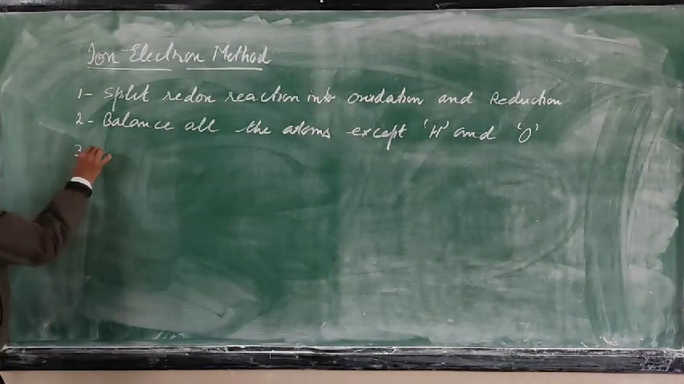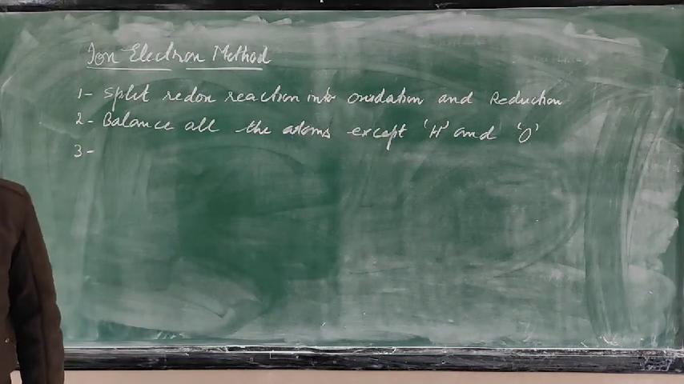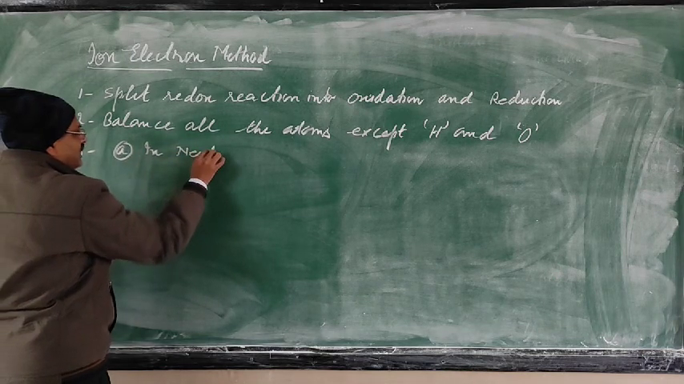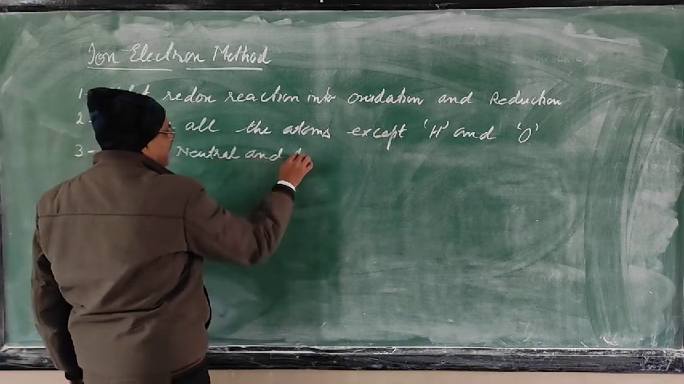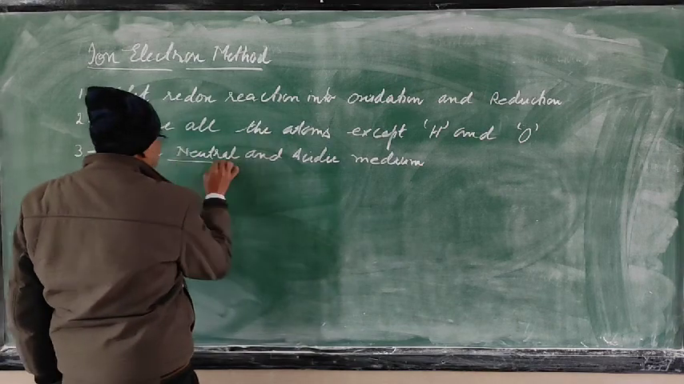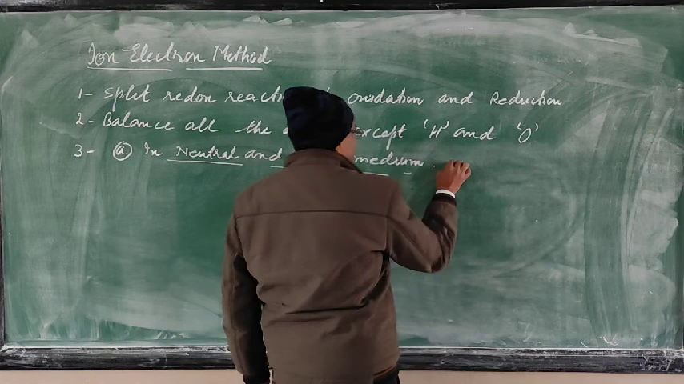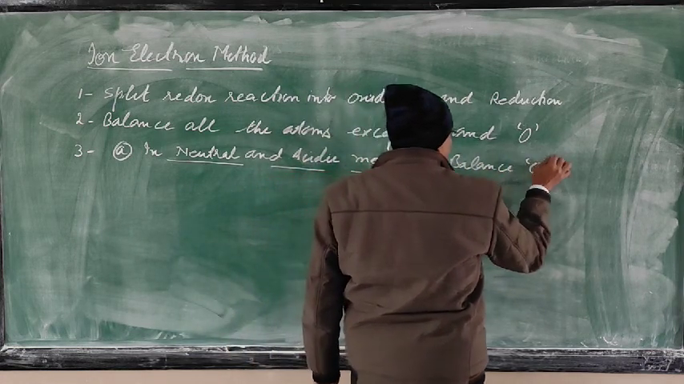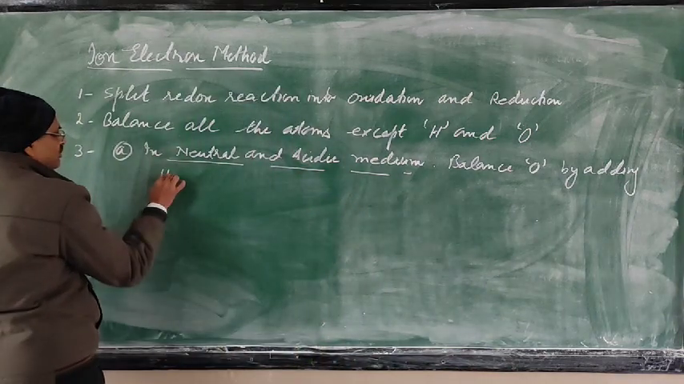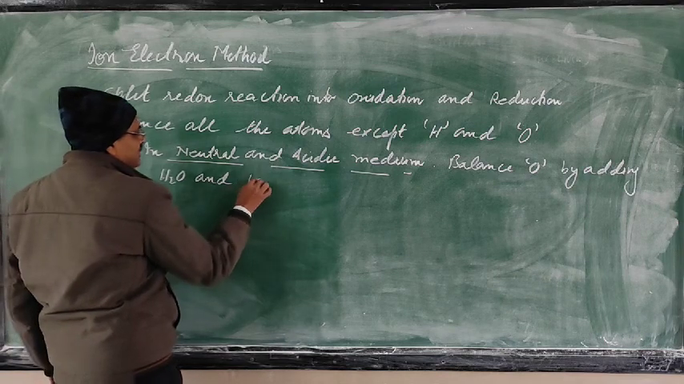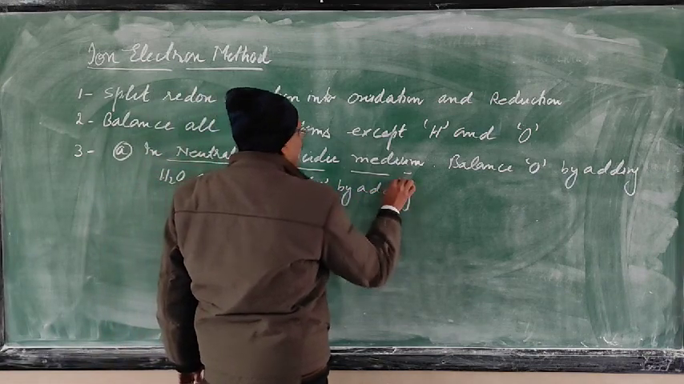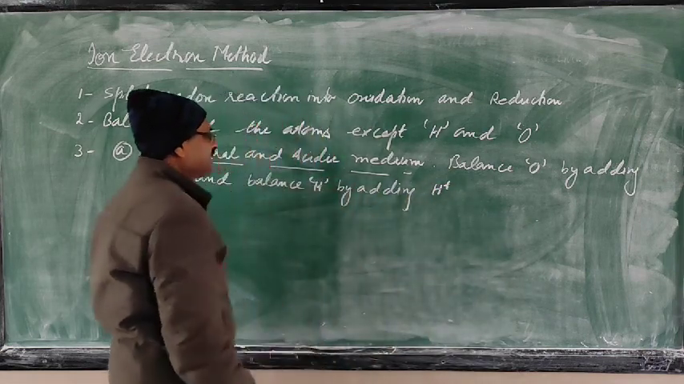Third point, 3A, in neutral and acidic medium, balance oxygen by adding H2O and balance hydrogen by adding H plus if it is acidic or neutral medium.